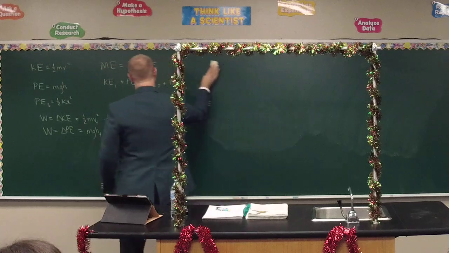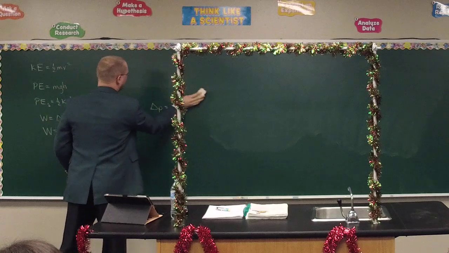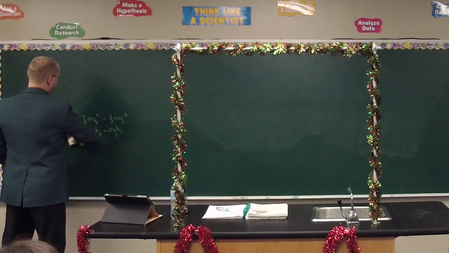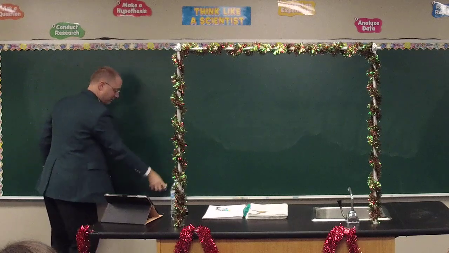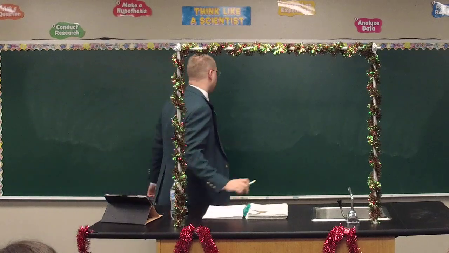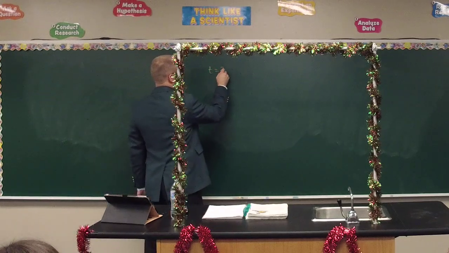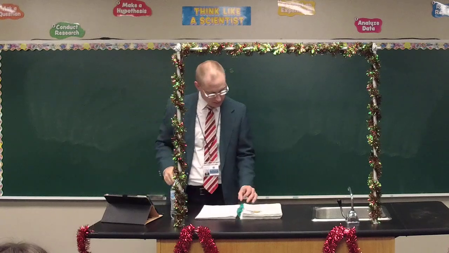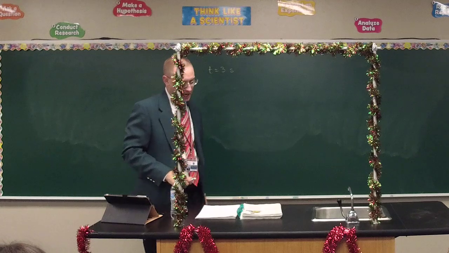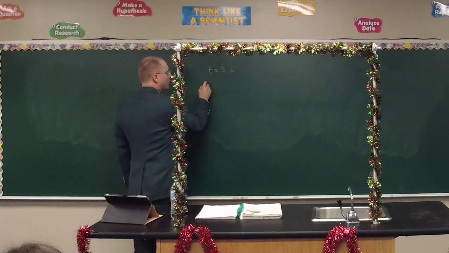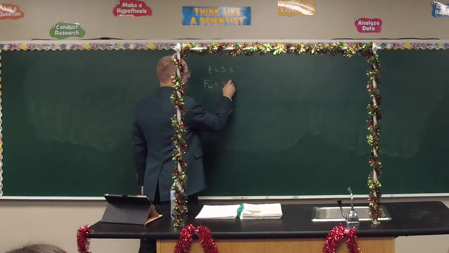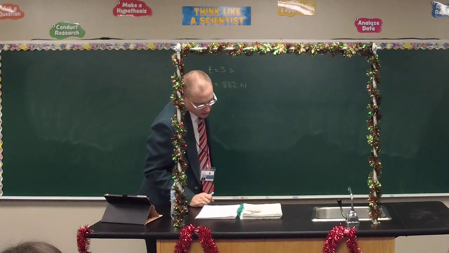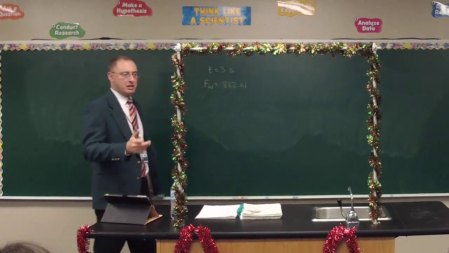All right, we've got a lot of numbers that are given to us here, Michael. What's the first number they give us? 3 seconds. That's the time that this force is being applied. So 3 seconds is our time. The next number it gives us, and that's the weight of the hockey player, 882 newtons. And it gives us a 7.5 meters per second.